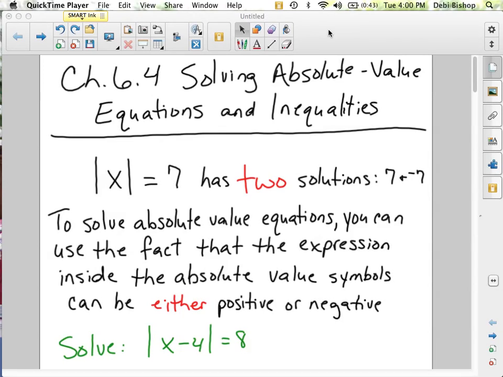Chapter 6, Section 4, Solving Absolute Value Equations and Inequalities. So just a little quick reminder. First, let's think about what absolute value means.